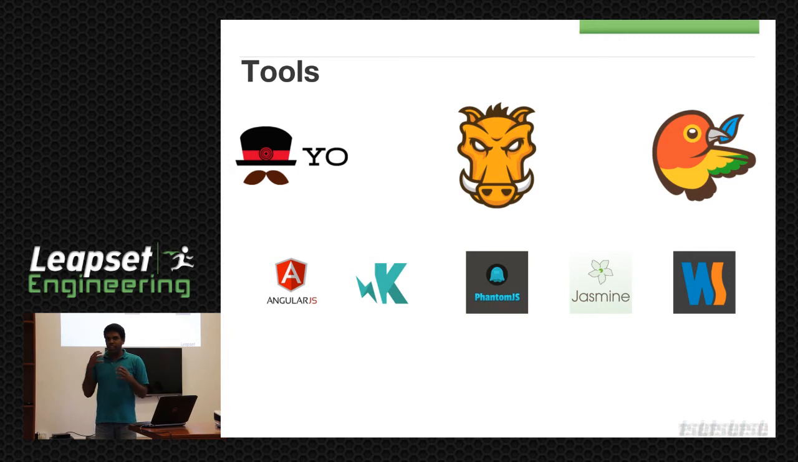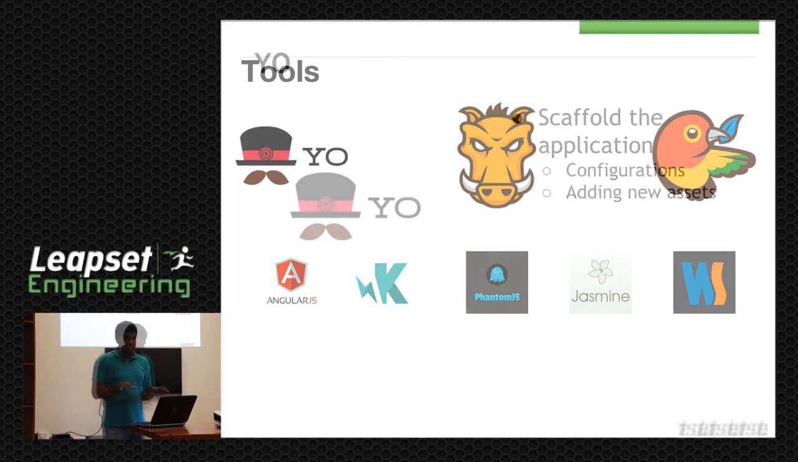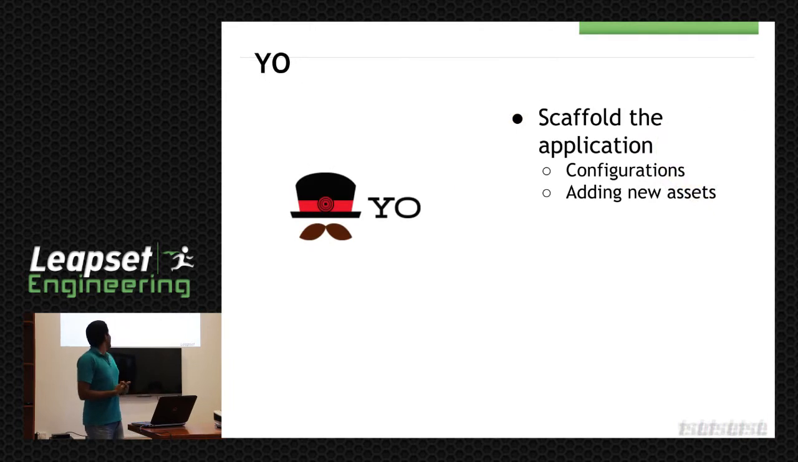PhantomJS is a Node-based, headless browser. So PhantomJS, I'll be integrating Chrome as well. So PhantomJS is the one that it defaults to. Jasmine is a testing framework. It's just a way of writing the test. I'll be explaining the testing, the way that Yo is like a scaffolding tool.